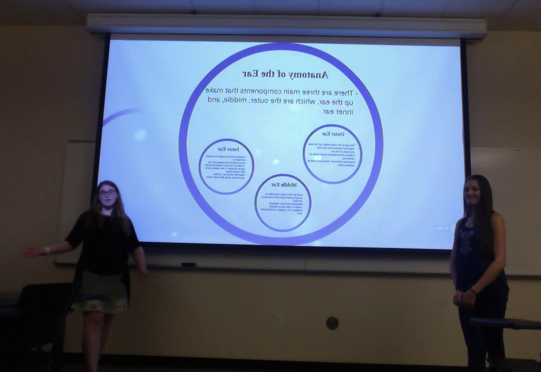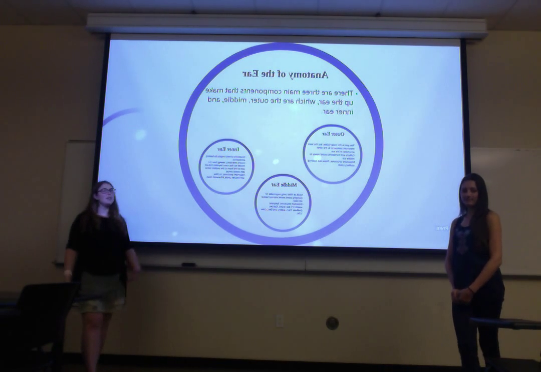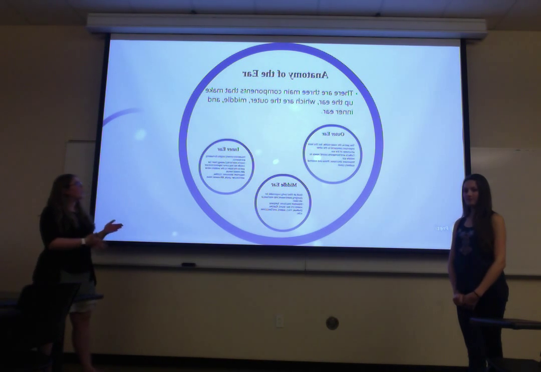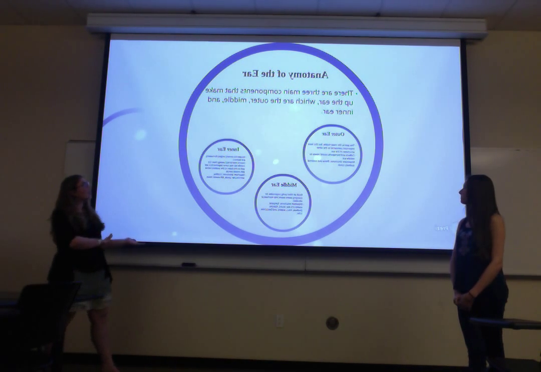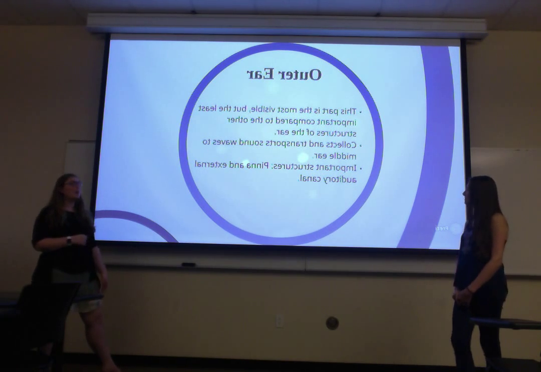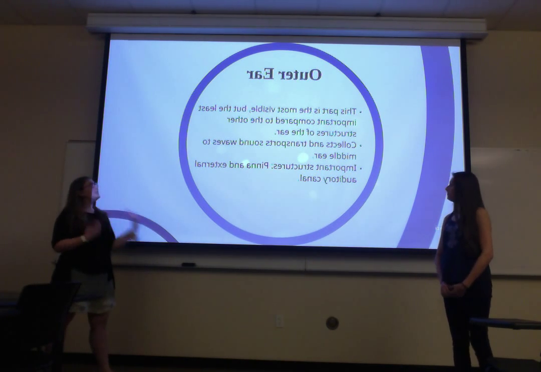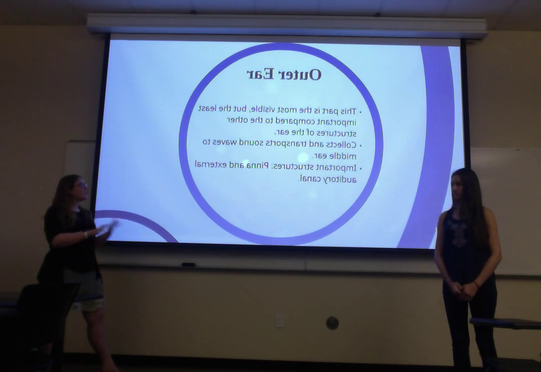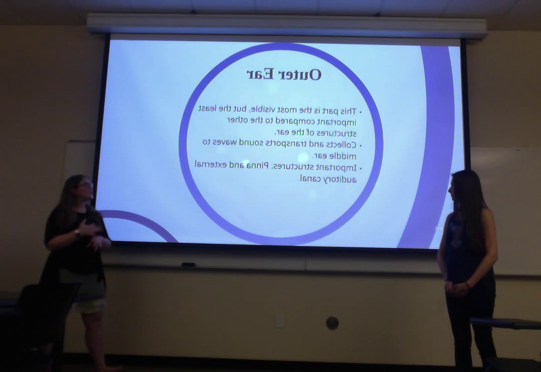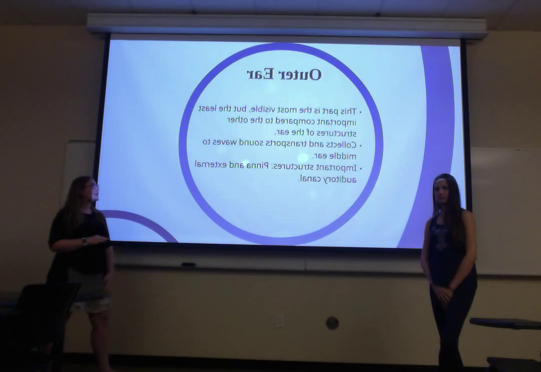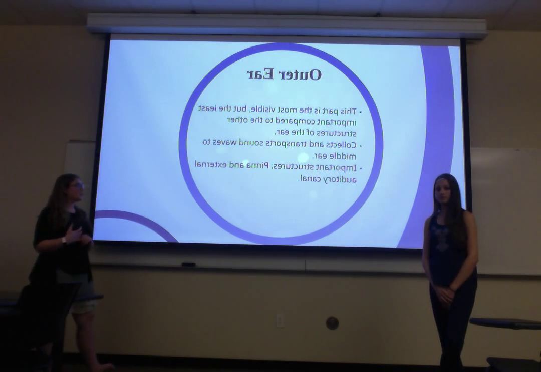A lot of us have already taken our audiology classes as we're nearing the end, but just to have a brief overview, the first thing we're going to talk about is the anatomy. There are three main components that make up the ear, which are the outer, middle, and inner ears. First, the outer ear. This is the part that's the most visible, but it's the least important compared to the other structures of the ear. The function of it is to collect and transport the sound waves to the middle ear. Some important structures you'll find here are the pinna and the external auditory canal.